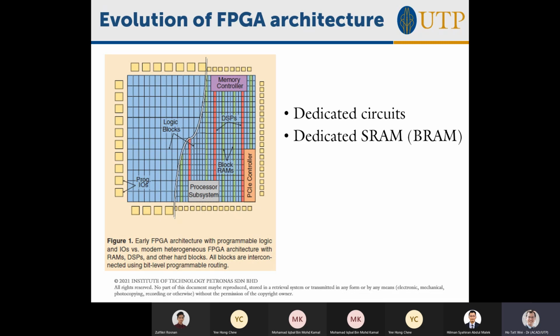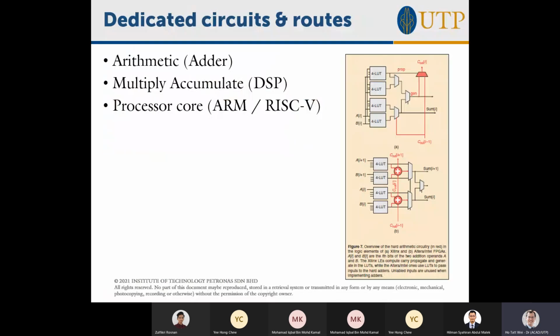It is a dedicated processor, ARM or RISC-V, and also maybe a memory controller that can do DDR interface and all that, all inside the FPGA. And even some of these high-speed links, like the PCIe controller, are now being embedded in your FPGA alone, right? So an example of dedicated circuits and routes is the arithmetic.